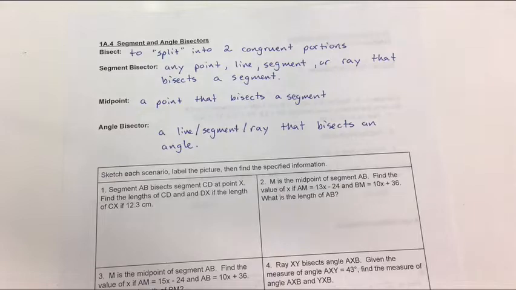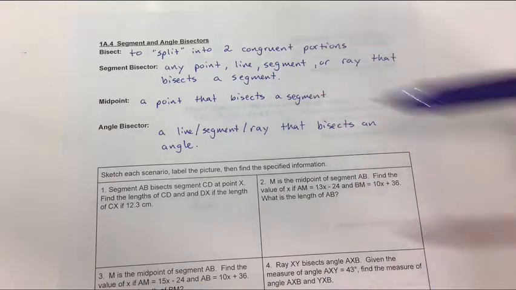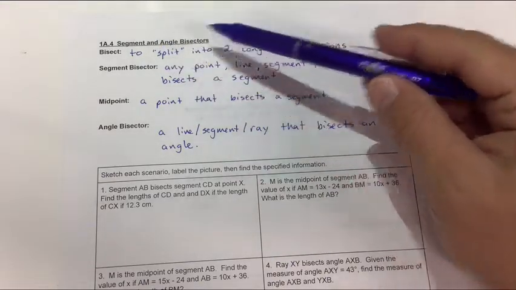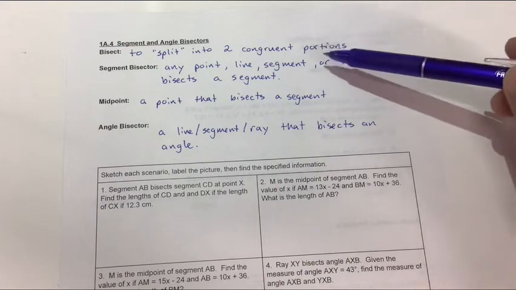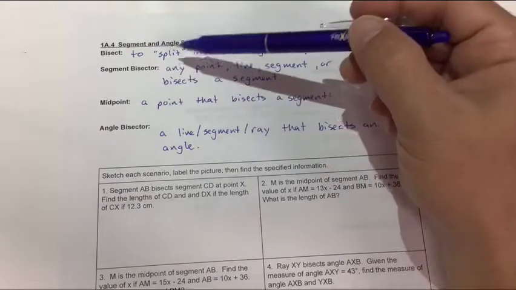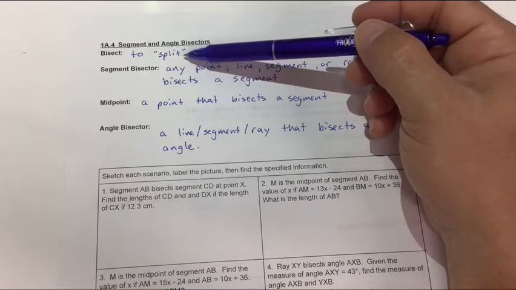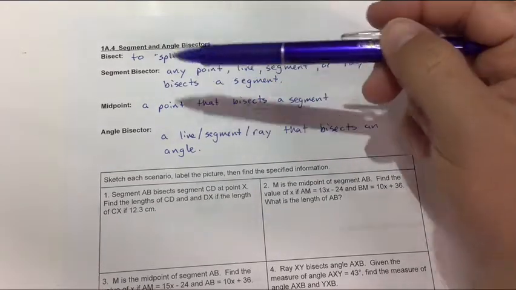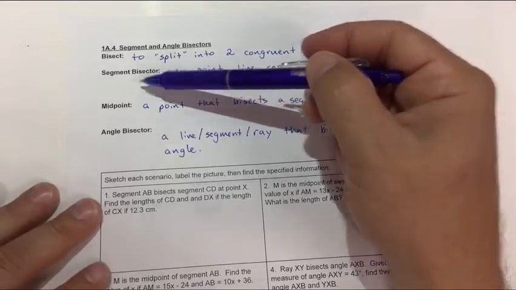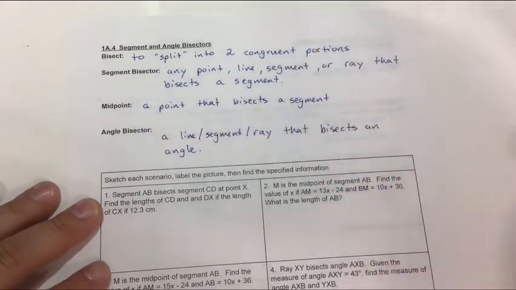All right, first we're going to talk about the word bisect. When we say bisect, that means to split into 2 congruent portions. And it's not just dividing it into 2 pieces that could be unequal, they must be exactly equal or congruent portions. And so there's 2 main things we're going to bisect today. We're going to have a segment bisector and an angle bisector.